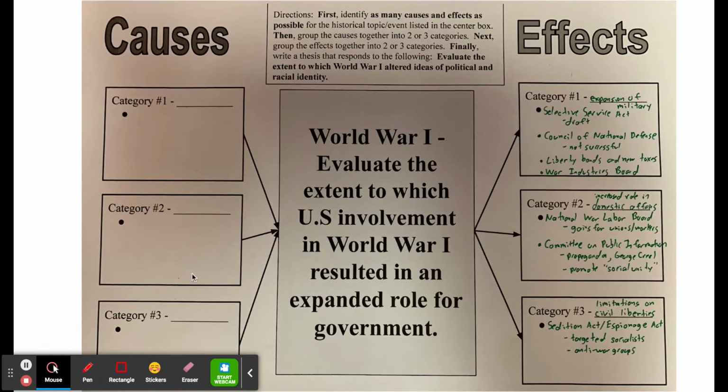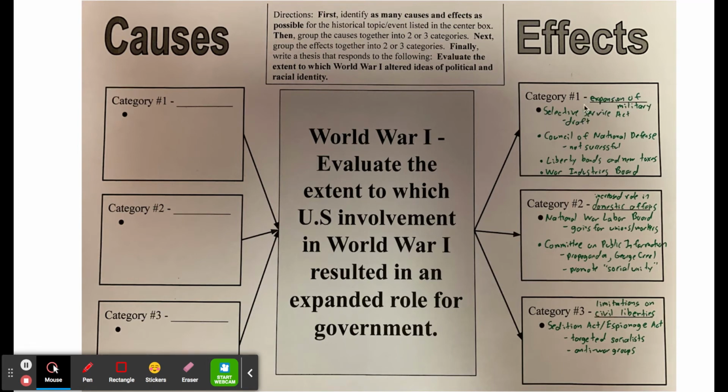Other categories could deal with the causes of how the United States became involved in World War One, things like the Zimmerman Note and the resumption of unrestricted submarine warfare by the Germans and the sinking of the Lusitania. Wilson's desire for neutrality, those kinds of things might be on the cause side here. But for the effect side, our first category is expansion of the military.